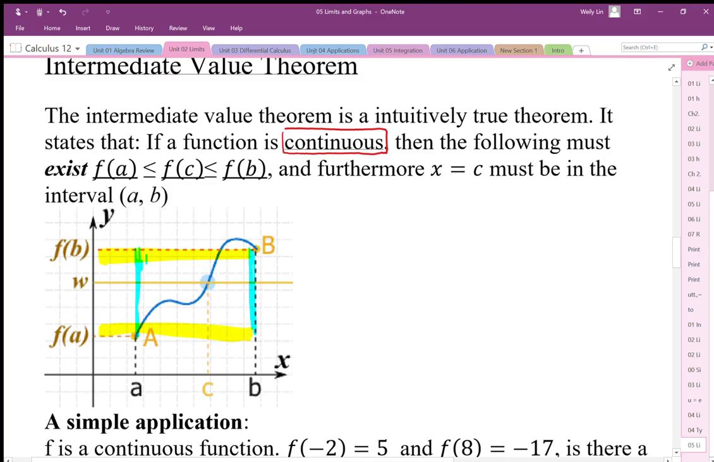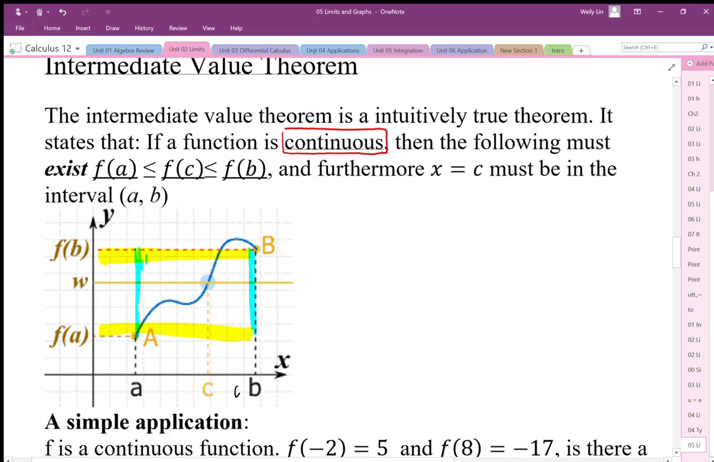So what we can't say, though, is that every point C is going to be found in the interval squeezed between A and B, because again, we can see clearly that there's at least one exception, right? So the reverse is not true. We can't say that there exists some C value where we're always going to find values between f of A and f of B. So the reverse is not true.